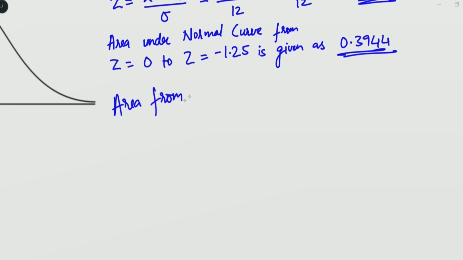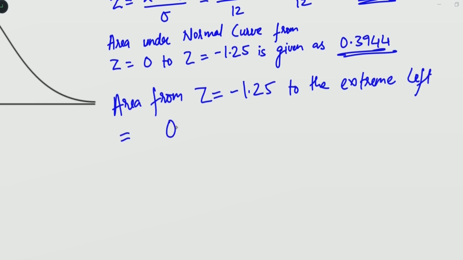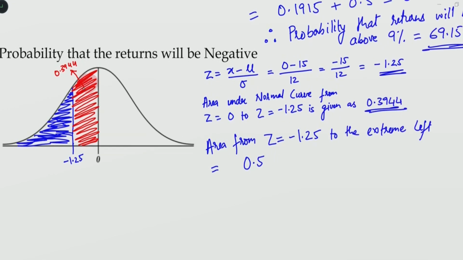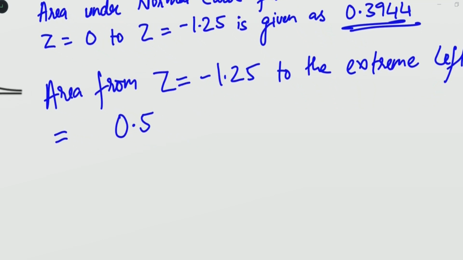So we will say area from z equal to negative 1.25 to the extreme left equals to 0.5. Do you know what is 0.5? 0.5 is the red area plus blue area, that is whole of this area. Red plus blue both taken together is 0.5. So what will be the blue area? From 0.5 you simply subtract 0.3944, and what do you get? Work it out.